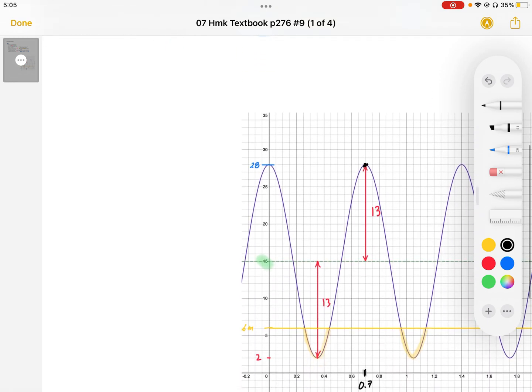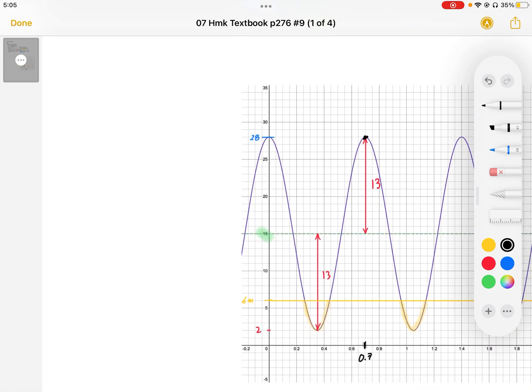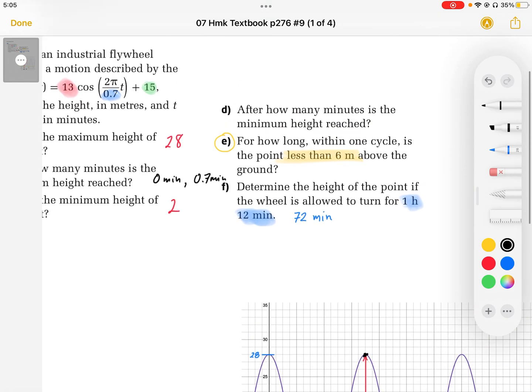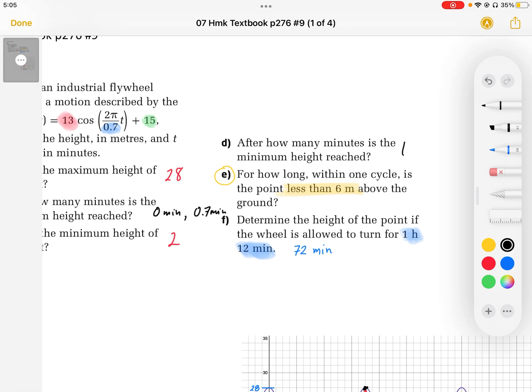And for the minimum, we know that's going to be halfway through the period, so that will be at 0.35 minutes, where the first minimum will be reached. So t equals 0.35 minutes.